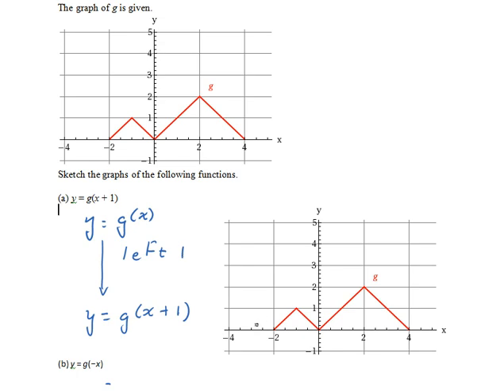So negative 2, 0 will go to negative 3, 0. Negative 1, 1 will go to negative 2, 1. 0, 0 will go to negative 1, 0. 2, 2 will go to 1, 2. And 4, 0 will go to 3, 0. Connecting the dots gives us the blue function, which is the graph of y equals g of x plus 1.